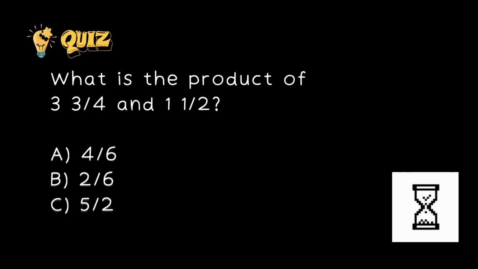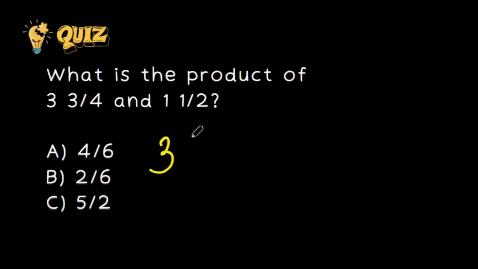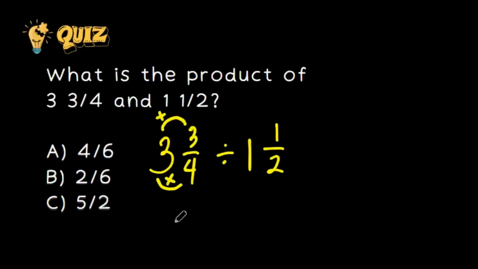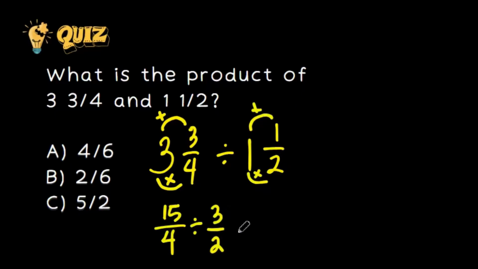Time's up. Let's find the quotient of 3 and 3/4 divided by 1 and 1/2. Step 1. Convert the mixed fractions to improper fractions. So we have 3 and 3/4 can be written as 4 times 3, we have 12 plus 3, that is 15 over 4. Also, the other mixed number, 1 and 1/2, can be written as 2 times 1, that is 2, plus 1, that is 3. Then we have 3 over 2.